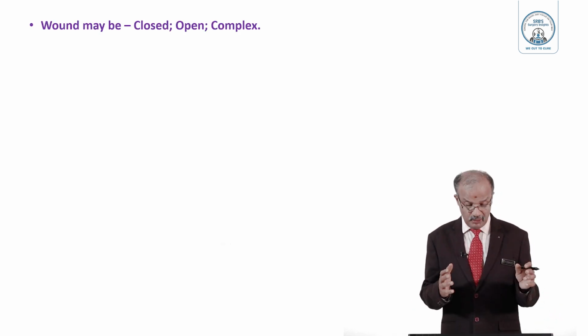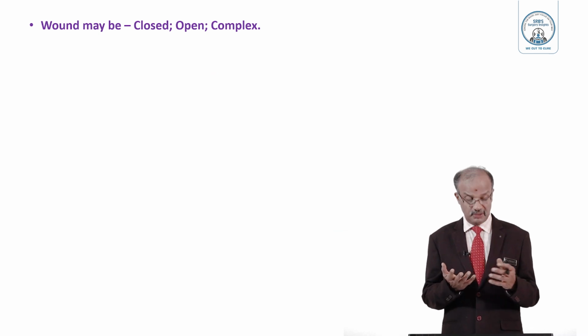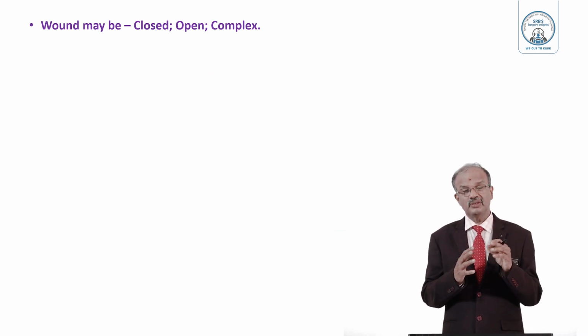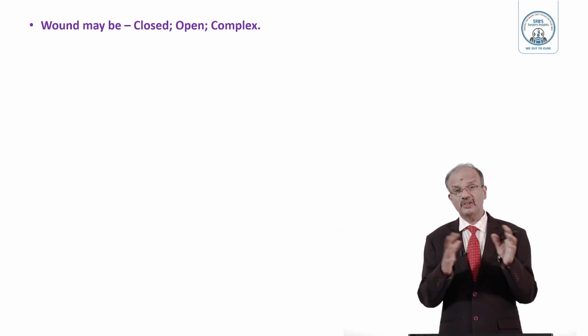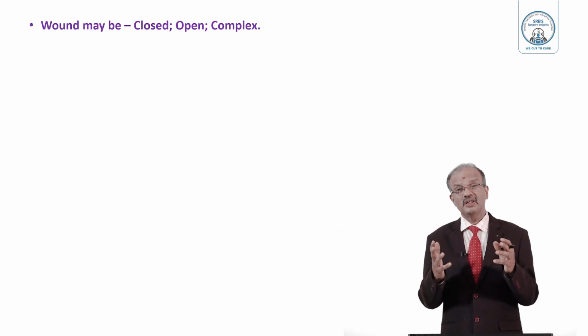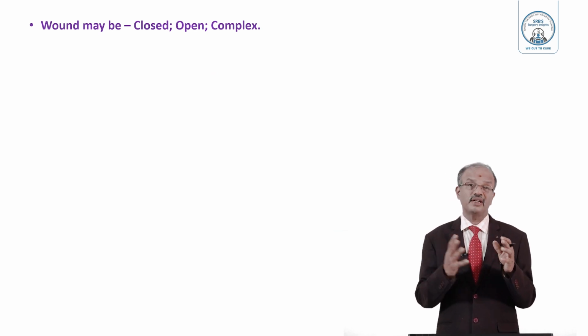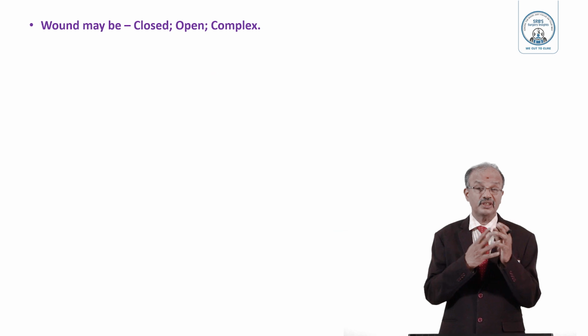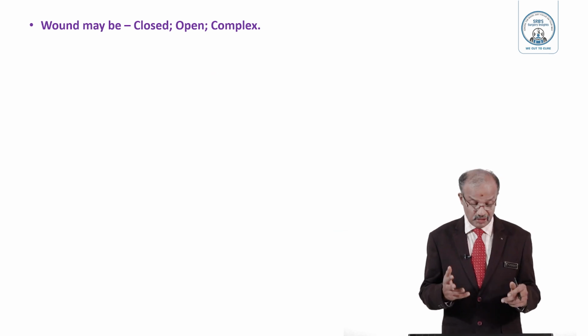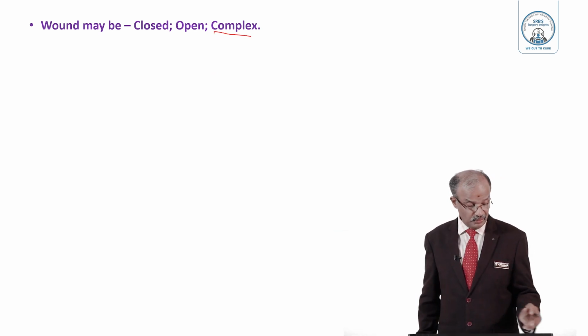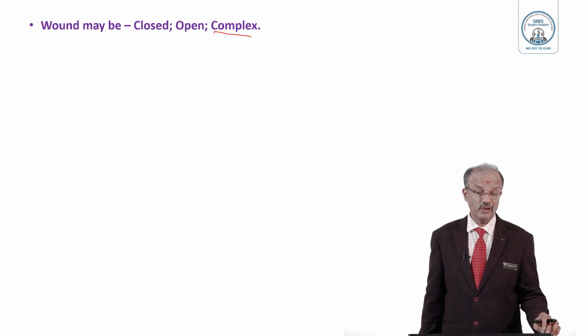So it may be closed, open, or complex. Closed is deeper wounds, open is outside, complex is in combination with nerve or vessel injury and so on. So major structures are injured, that is called complex. So that is more difficult to manage. You have to really find out what exactly is injured.